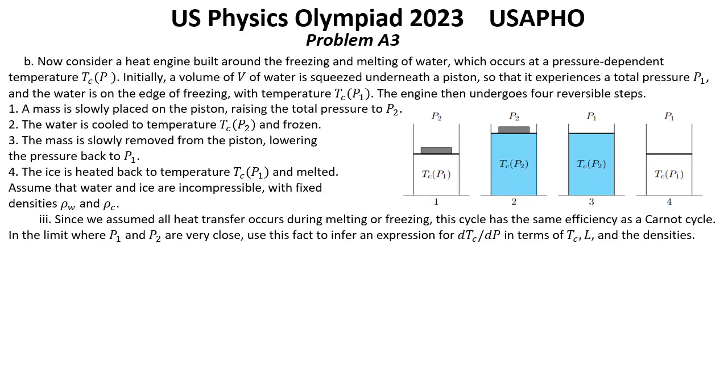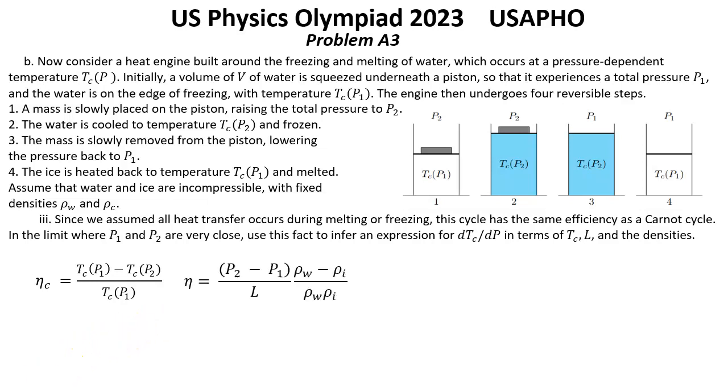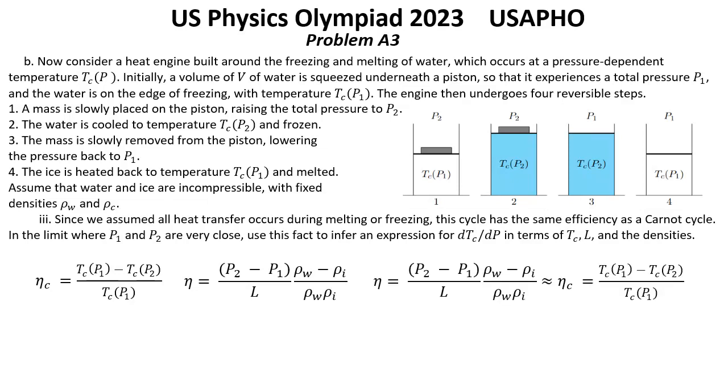Solution. The Carnot efficiency for the same high and low temperature is this one: T high minus T low divided by T high. Efficiency for the Carnot cycle is equal to this expression, where Tc from P1 is the high temperature and Tc from P2 is the low temperature. For our process we have the efficiency which we counted in question 2. Now equating these, we have these equalities.